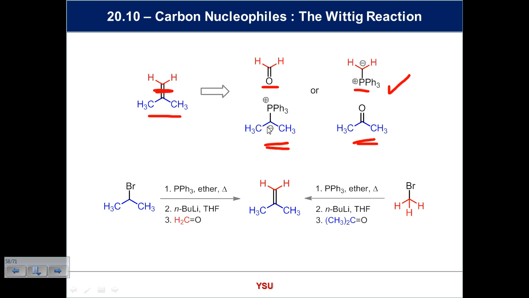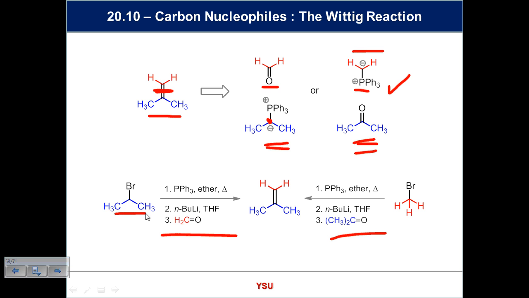Okay? You'd have some problems maybe making this species because it's a secondary alkyl halide to start with. That's crowded. It will be a slower reaction with the phosphine, and maybe this negative charge isn't so stable. But over here, that's easy to make, and acetone is dirt cheap. You know, acetone is very cheap. You use it all the time in the lab. So what we have here are two different syntheses of the same molecule, starting with different materials.